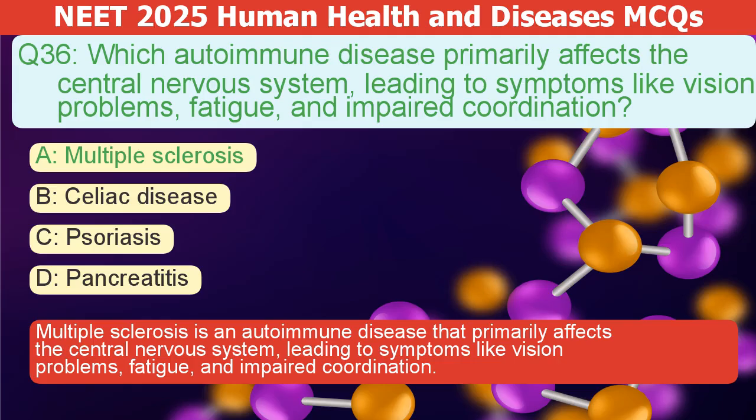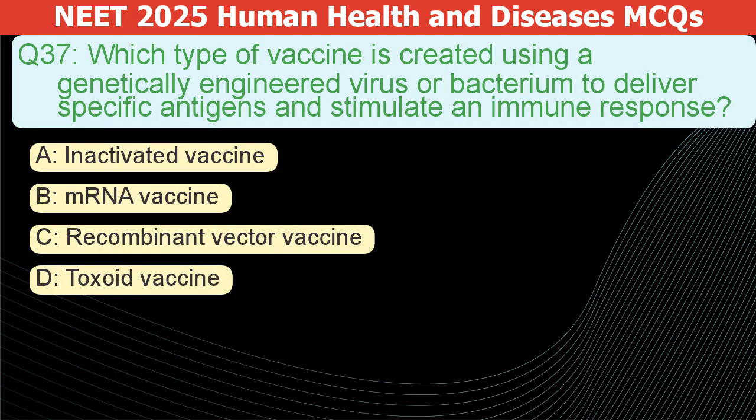and impaired coordination. Which type of vaccine uses a genetically engineered virus or bacterium to deliver antigens and trigger an immune response? A. Inactivated vaccine. B. mRNA vaccine. C. Recombinant vector vaccine. D. Toxoid vaccine.